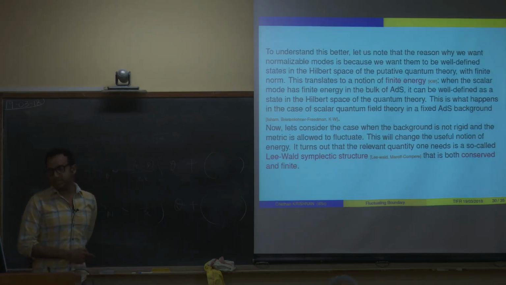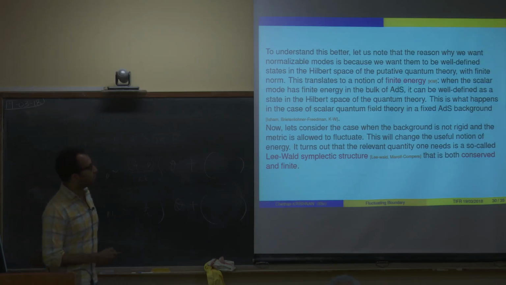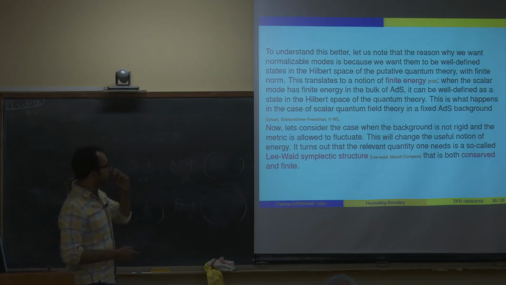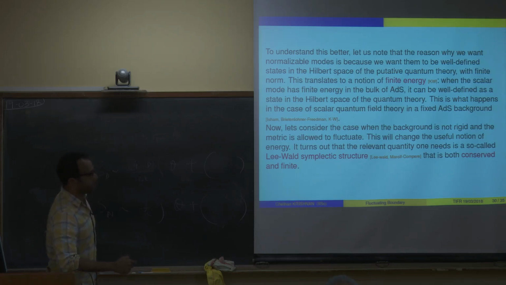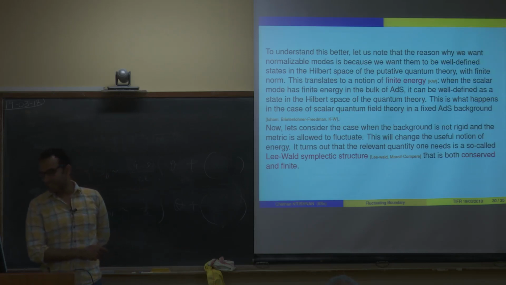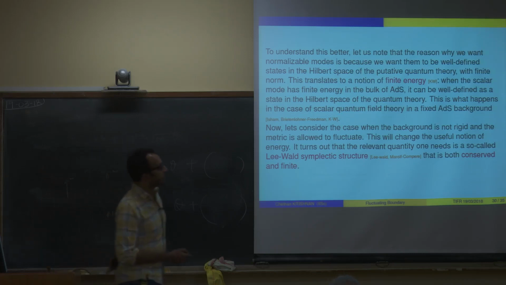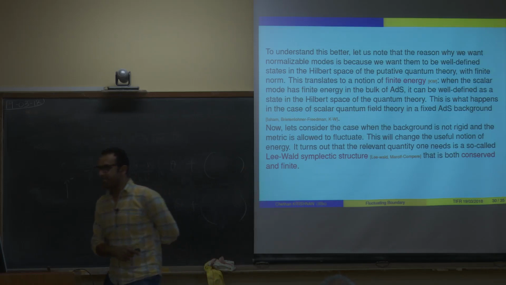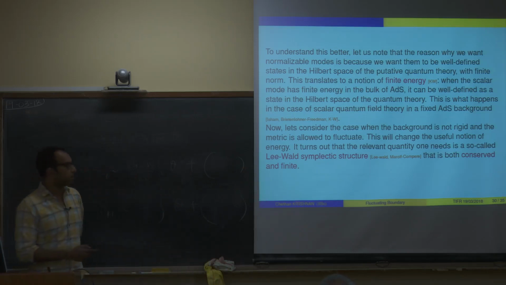To understand this better, the reason we want normalizability is because ultimately we want a finite energy condition for fluctuations. So in the Hilbert space of the quantum theory, this should be a well-defined state, and this is what we want in a fixed radius background.